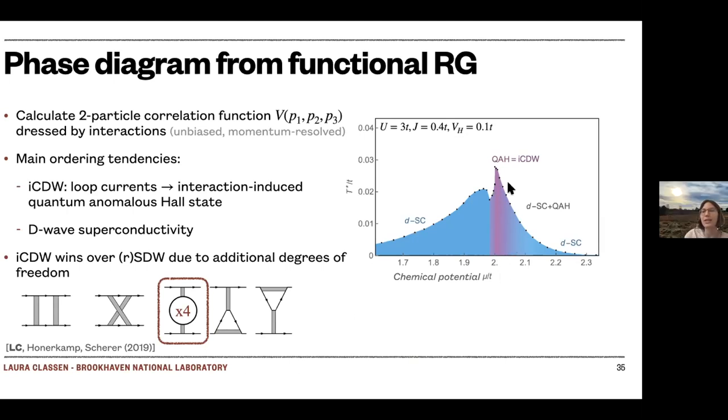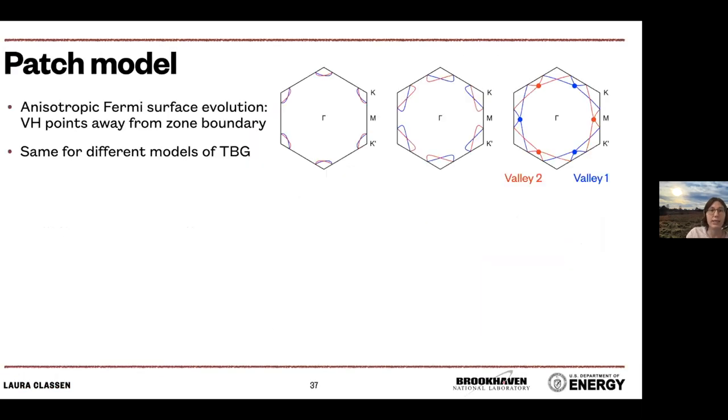So that we now get this imaginary charge density wave instead of the real spin density wave is in fact due to the additional degrees of freedom, because they enhance this fermion loop and this boosts the interaction in exactly this channel. And then let's go to the specific model for twisted bilayer graphene, where we now have the Van Hove points away from the zone boundary, which comes about due to an anisotropic Fermi surface evolution, as you see here, with doping from the two valleys, valley one and valley two.